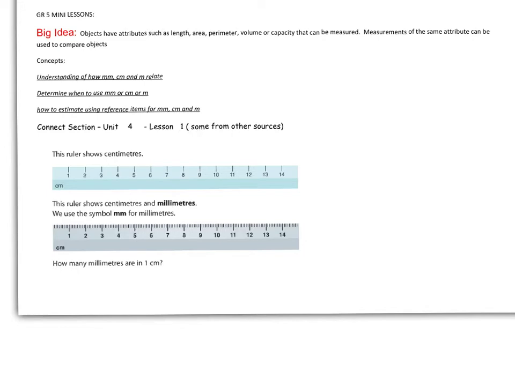So when you have two objects and you are comparing them, you need to compare them using the same attribute. So both comparing area, both comparing perimeter, both comparing volume, both comparing length, etc. But you cannot compare length to area, for example. They're not the same thing. They're not really comparable. So our concept today is a couple of things, actually.